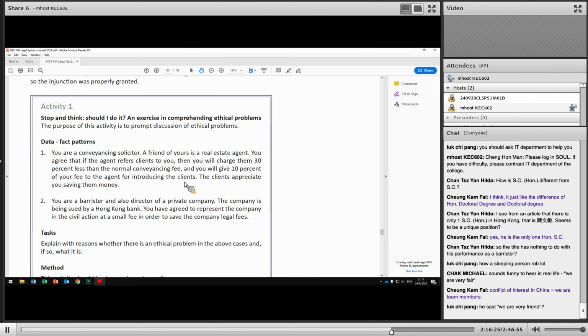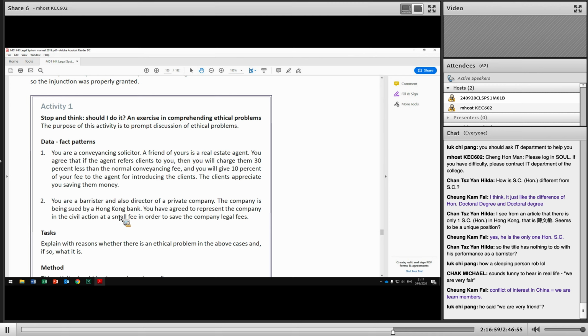So this arrangement seems to be a win-win-win case. You can get more business, the client can get the discount, and your friend will get the introduction fee or commission. All three parties will benefit. But what is the ethical problem? Number two: you're a barrister and also a director. The company is involved in a litigation. You agree to represent the company in a civil case at a small fee in order to save the company legal fees. What is the problem?